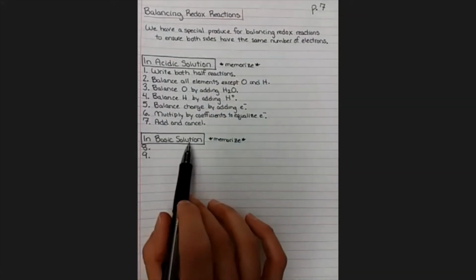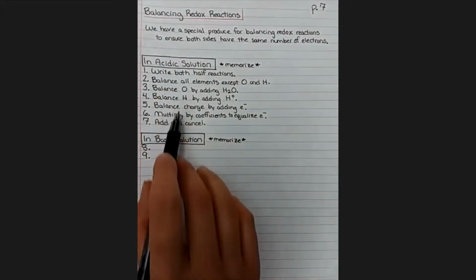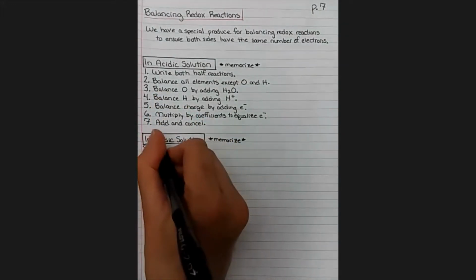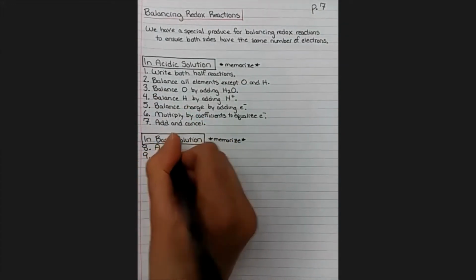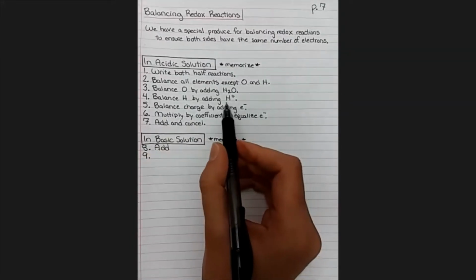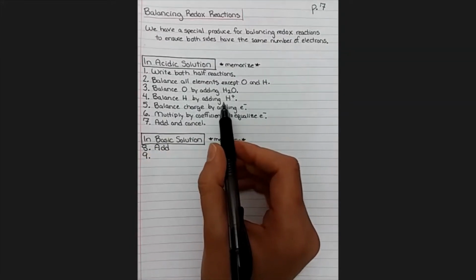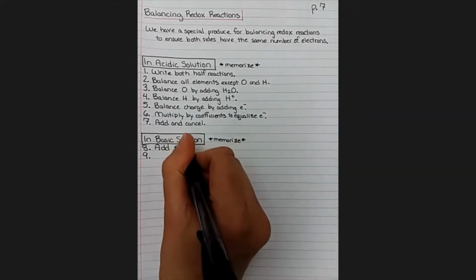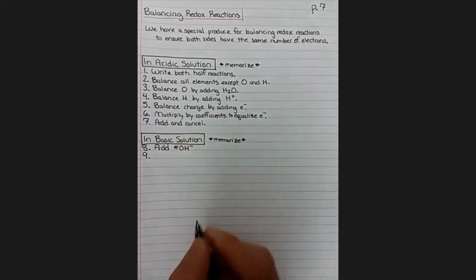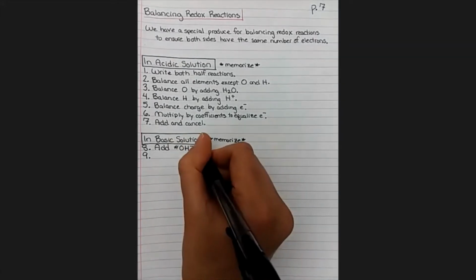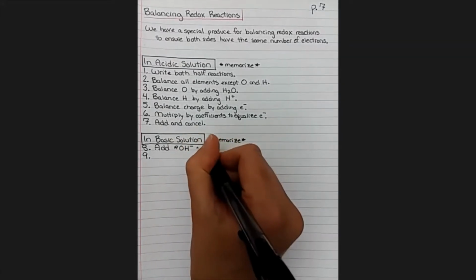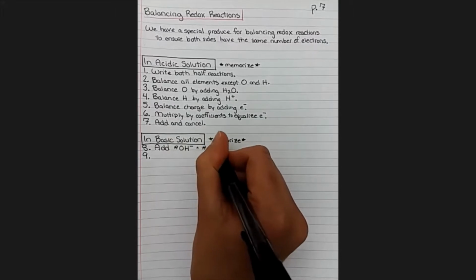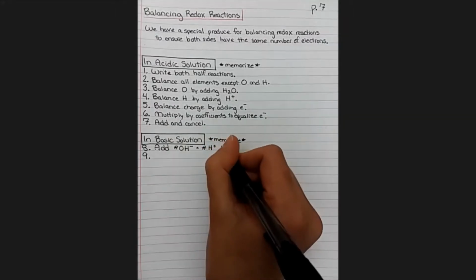When you are doing a problem in basic solution, you will do the entire acid solution, and then you will do two additional steps at the end. We want to get rid of the H pluses that would be present in acids and replace that with an OH minus that's present in a base. So we're going to add a certain number of hydroxides to each side of the equation, specifically the same number of hydroxides as the number of protons that is already present.